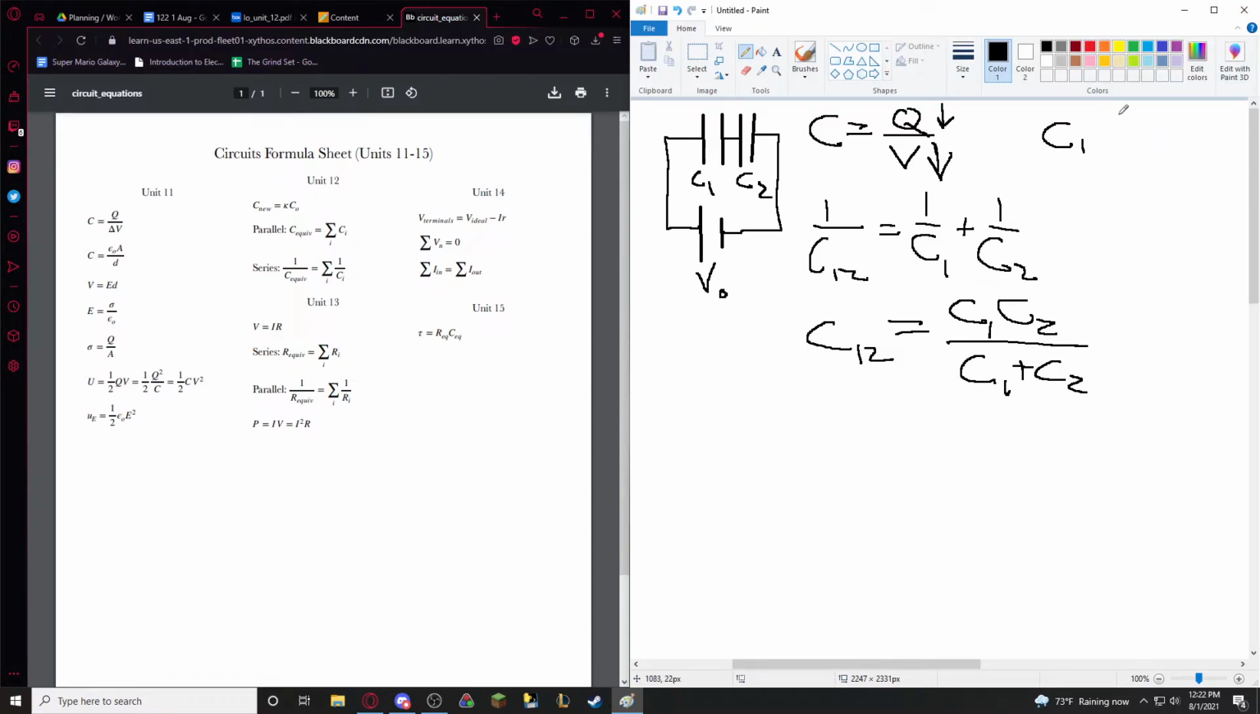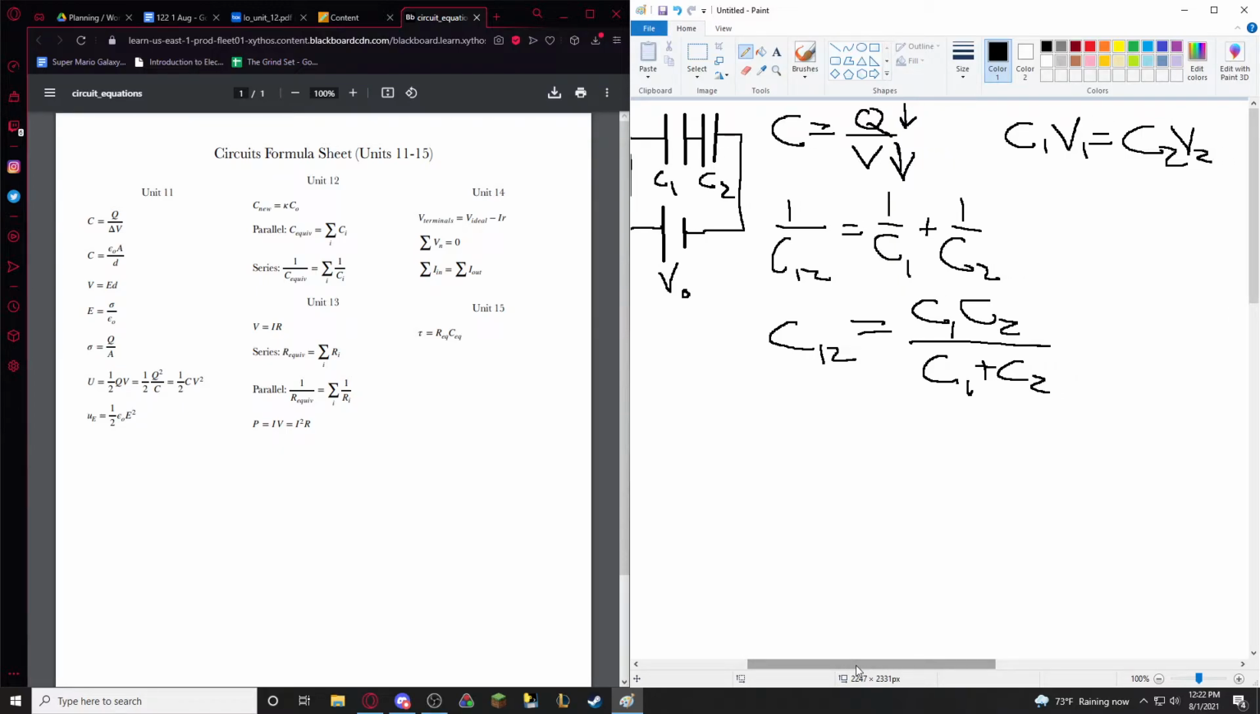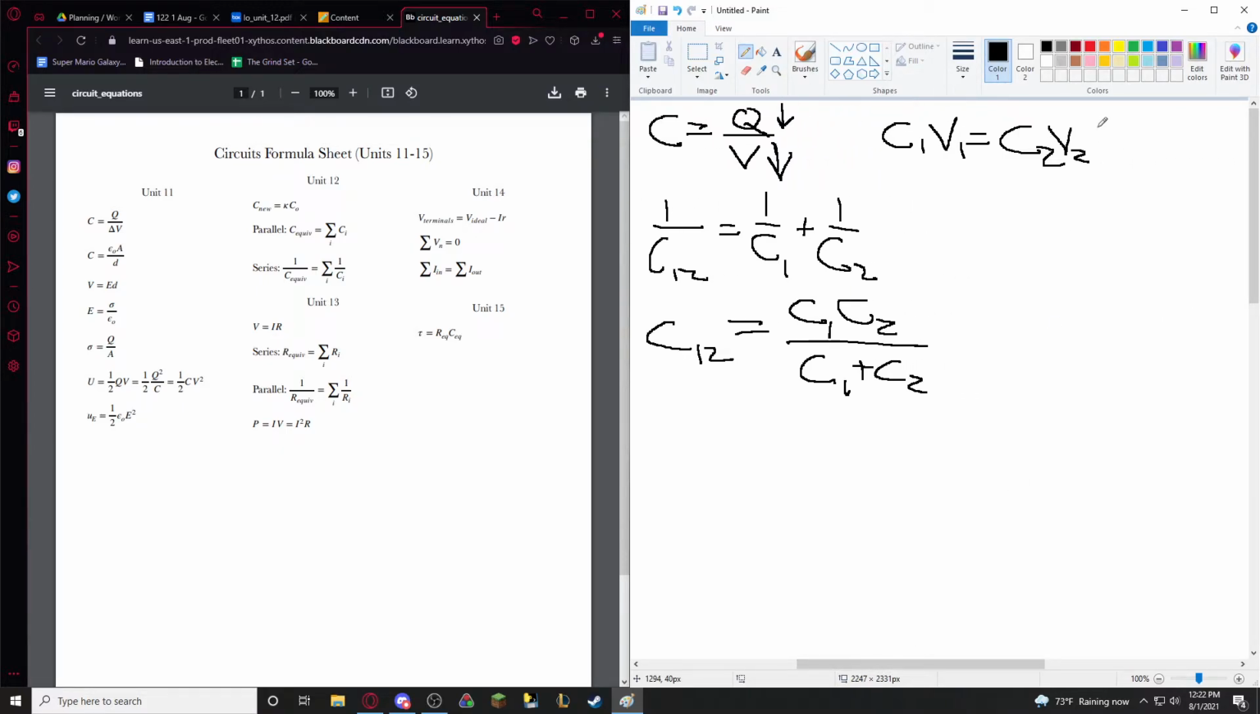So you have C1 V1 is equal to C2 V2, which we then would also know is equal to C12 V0. Right? No, it wouldn't. Sorry, I'm getting things mixed up.